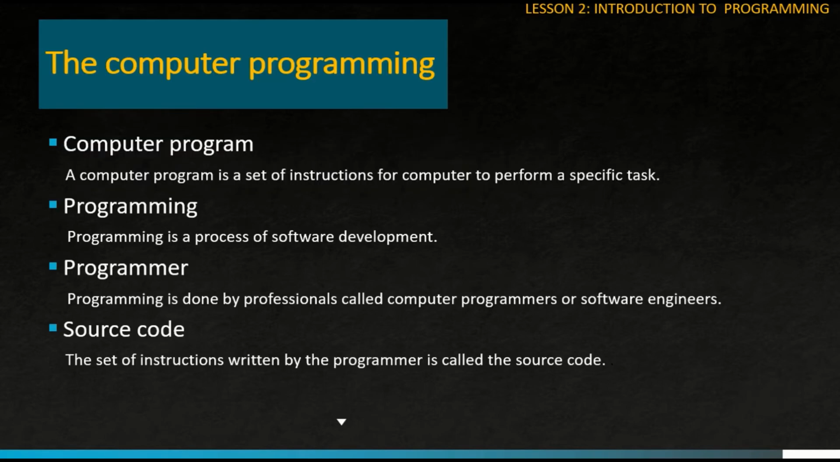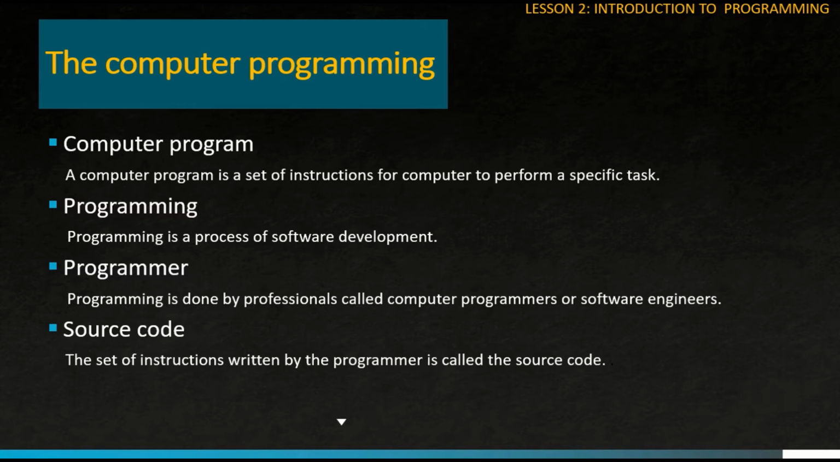Okay, so let's begin Lesson 2 by defining some frequently used terms in computer programming. Computer program. A computer program is a set of instructions for a computer to perform a specific task. Programming. Programming is a process of software development. Programmer. Programming is done by professionals called computer programmers, or software engineers. Source code. The set of instructions written by the programmer is called the source code. Now you are familiar with some basic terms.